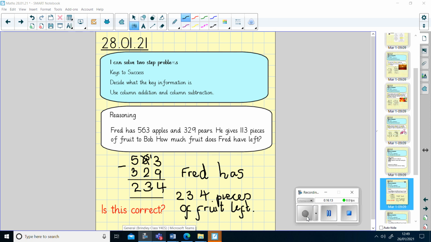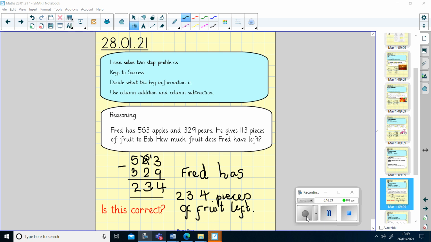Okay children, hopefully you got on okay with maths.co.uk today. Here is my reasoning question. Fred has 563 apples and 329 pears. He gives 113 pieces of fruit to Bob. How much fruit does Fred have left?